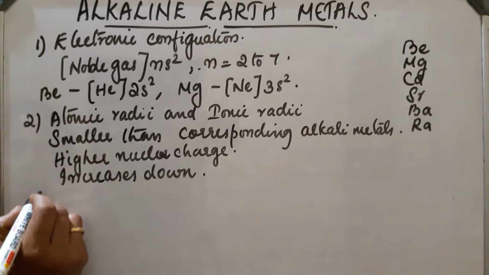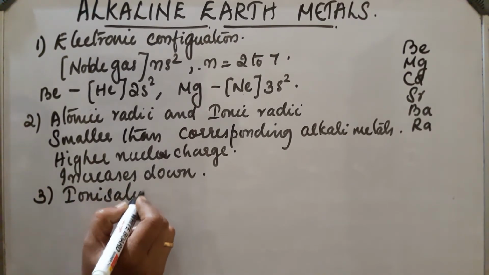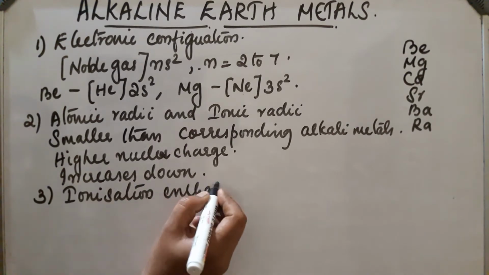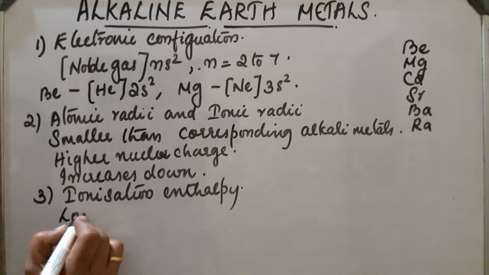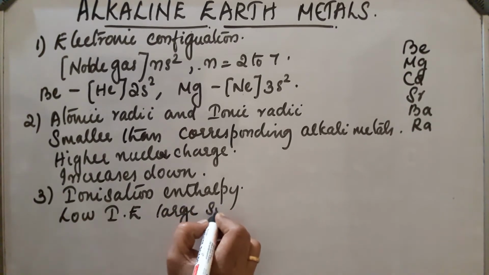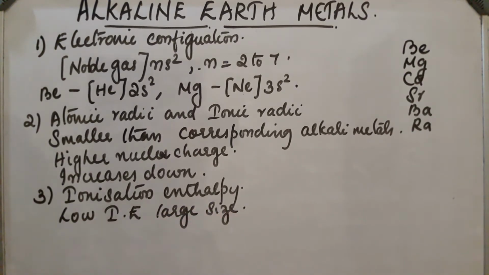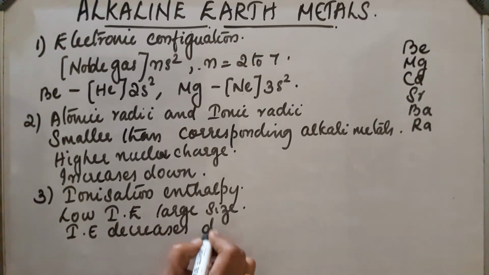Next, the third characteristic, ionization enthalpy. Ionization enthalpy is low because of large size. Down the group, ionization enthalpy decreases, because the size increases and the number of shells increases down the group, so ionization energy decreases down the group.